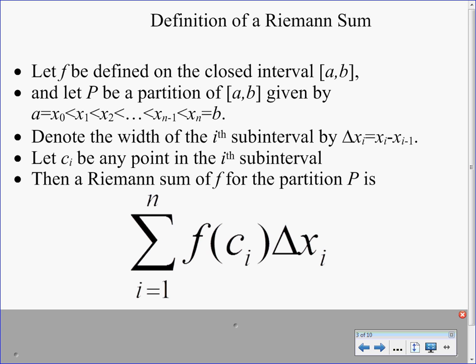So basically what we're doing, we're taking the width of all of these really, really tiny rectangles, and we're going to multiply it times the height of each particular rectangle. And we're going to add them up from 1 to n. So we have n rectangles with this as their width times whatever their height is. We're going to add them all up together. So f of ci is the height.